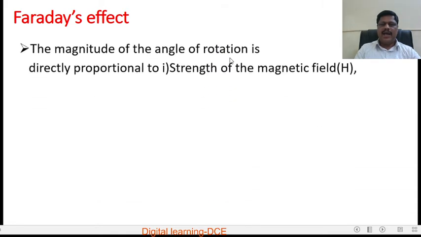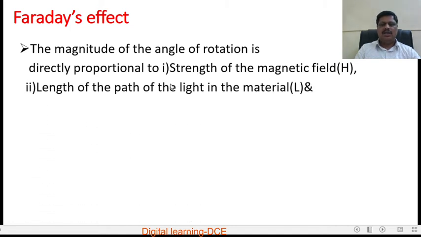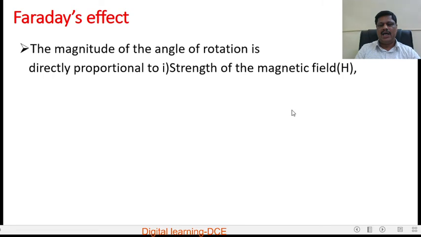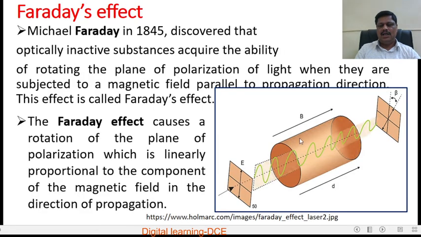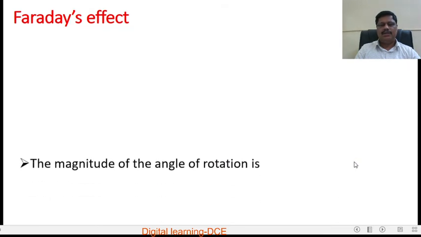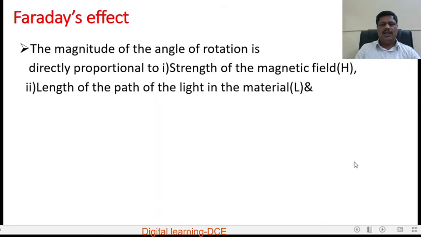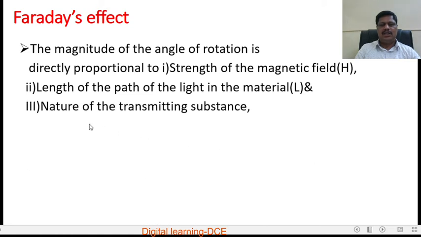The magnitude of the angle of rotation is directly proportional to the strength of the magnetic field H. It is also directly proportional to the length of the path of the light in the material, L. That is, here L or D represents the length of the path of the light in the material. And the third point is the nature of the transmitting substance.